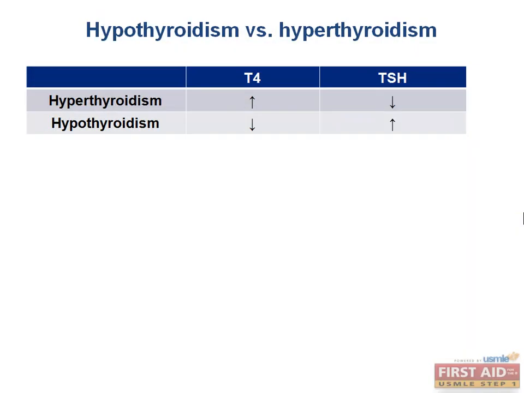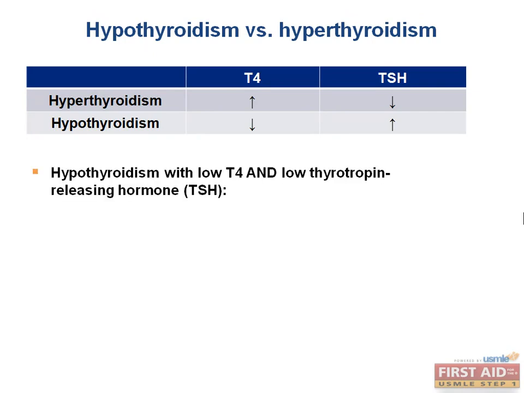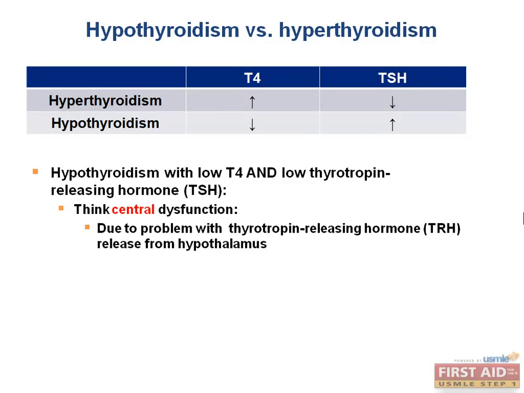However, where it might get a little tricky is when you are trying to diagnose a patient with hypothyroidism and you have both low T4 and low TSH. So what could be going on here? Well, in this case, this could suggest a problem at the level of the central nervous system due to, for example, a decrease in the release of TRH from the hypothalamus. As a result, you don't have the stimulus to produce TSH to stimulate the thyroid gland to produce more hormone.